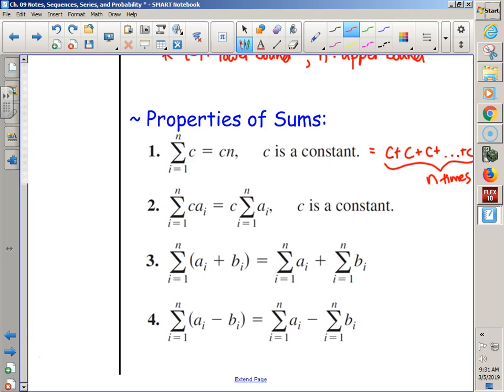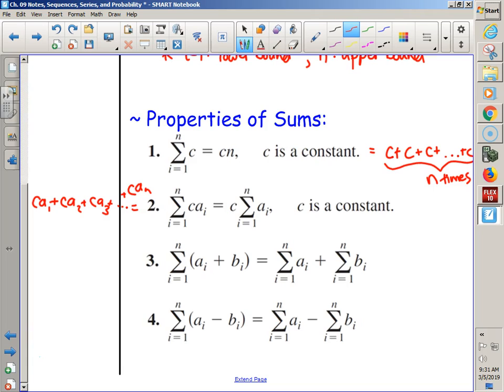If you instead have C times A sub I, wouldn't that be C times A1 plus C times A2 plus C times A3 plus, all the way up to C times A sub N? If this is a sum, what can I do to the constants? What can I do to anything that's shared? Factor it out. So I can pull it in front and say, okay, it's A1 plus A2 plus A3 plus A4, times C. See?